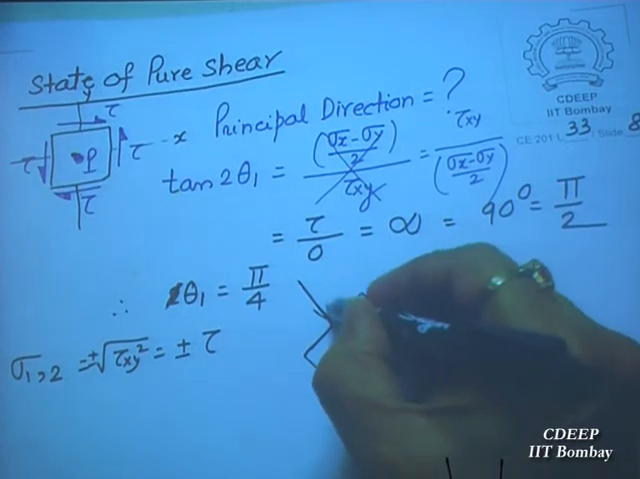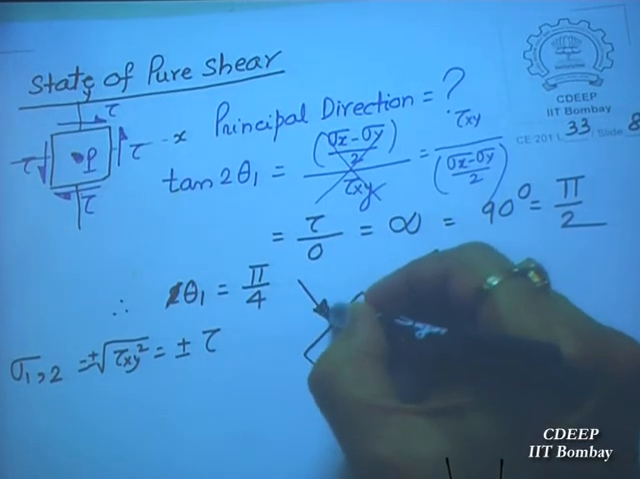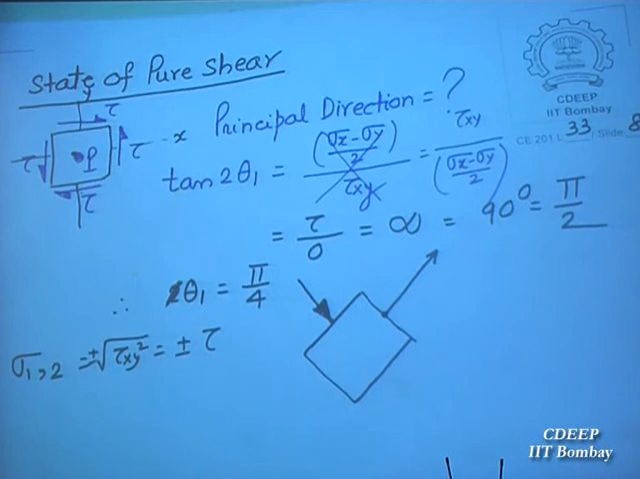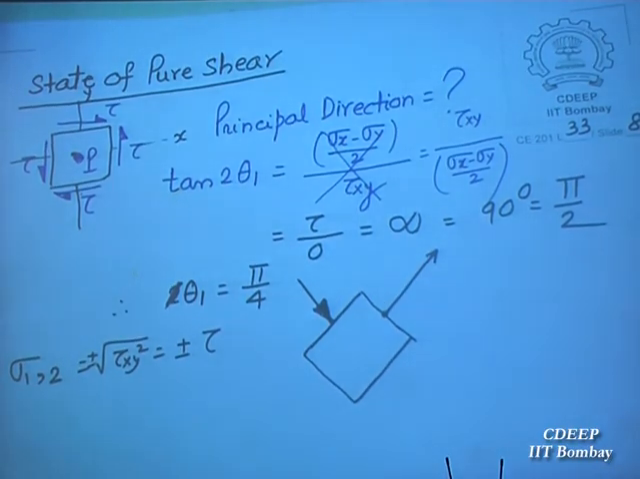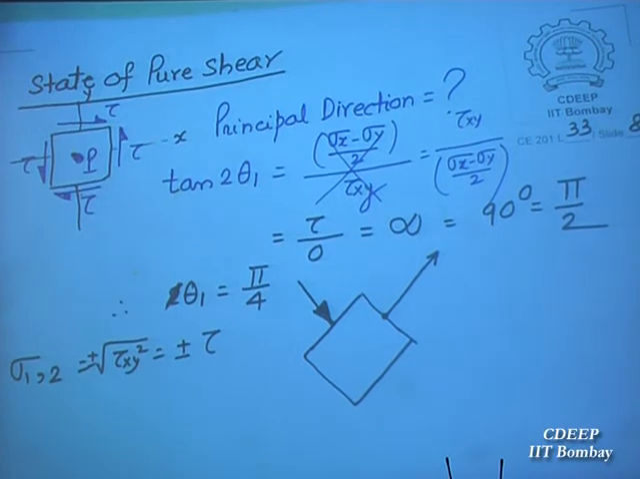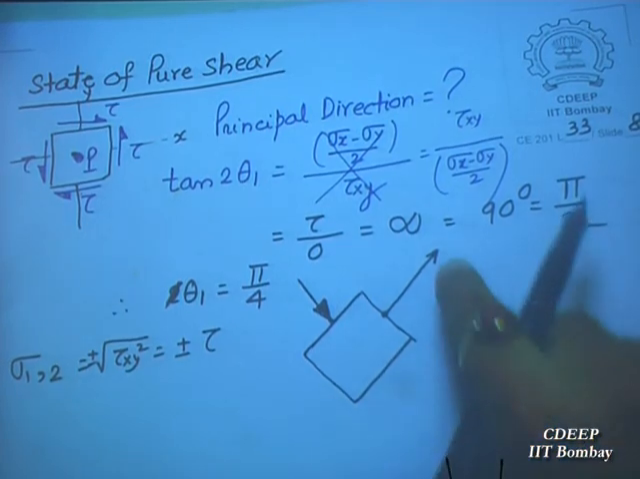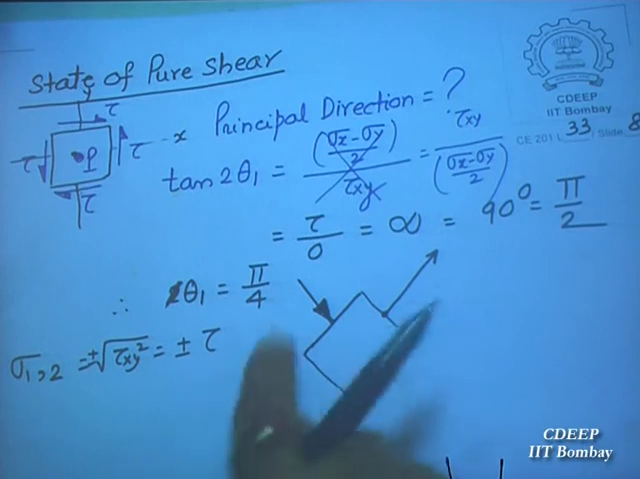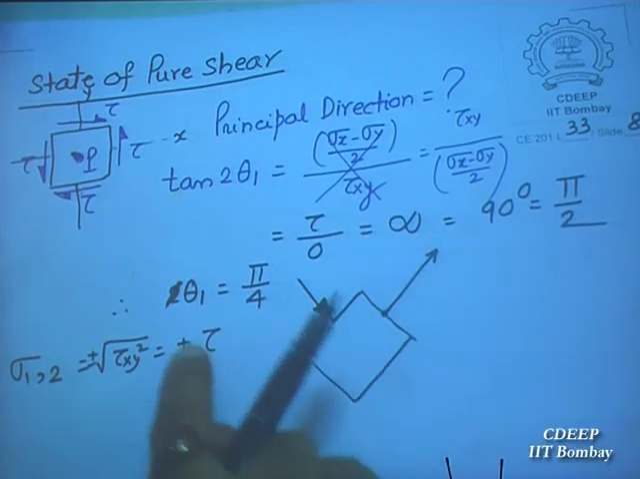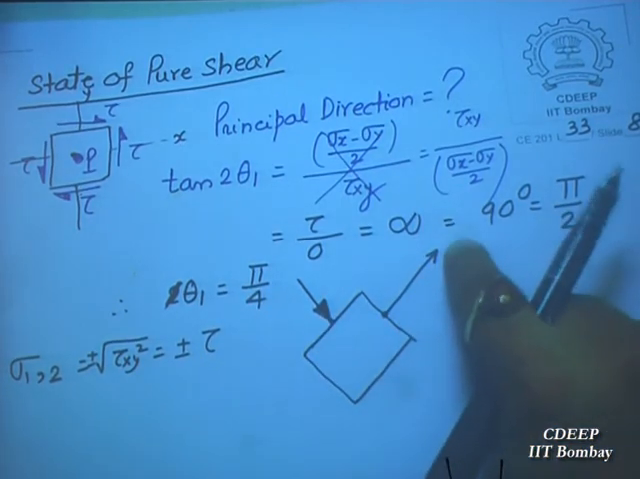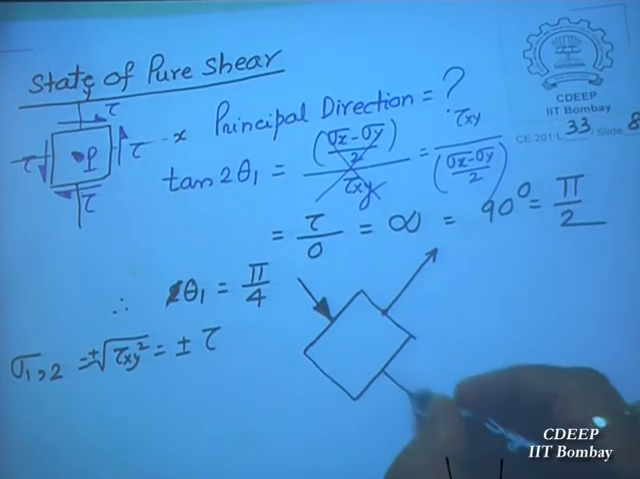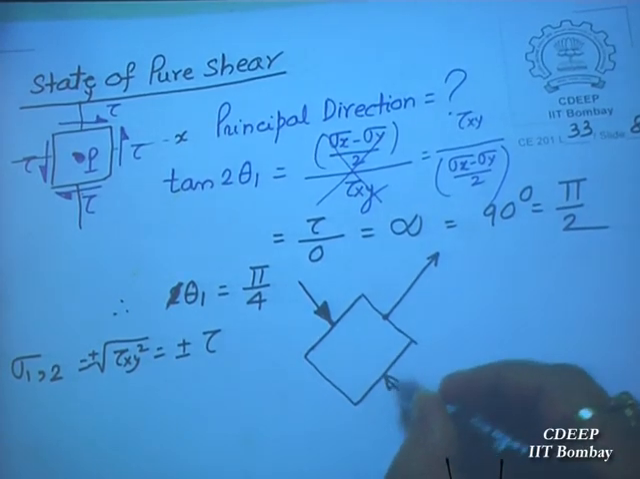Plus and minus means this. See, these are very important. If you don't understand, you will never understand this. Right now, I am going so slow to explain this. So this direction, corresponding to 45, you will find that it is the plus tau that will be operative. And therefore, this element is subjected to this kind of stress.